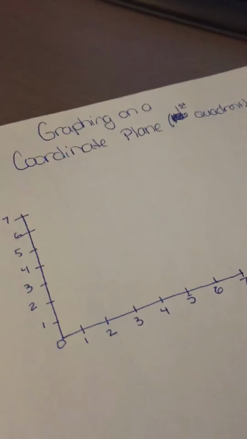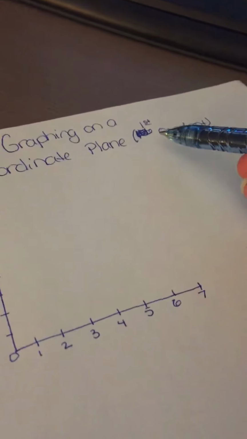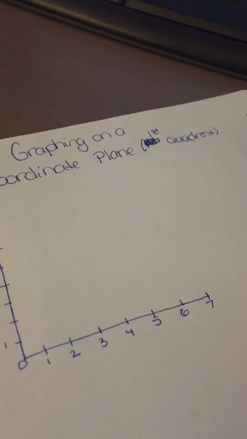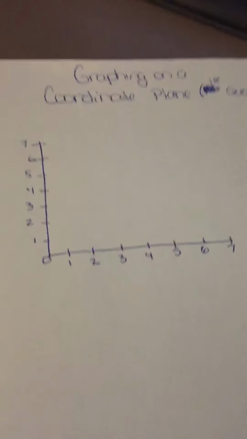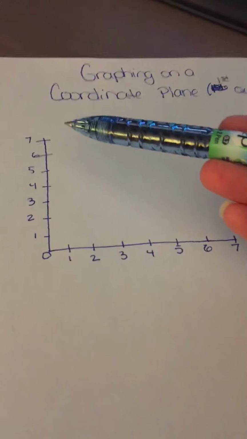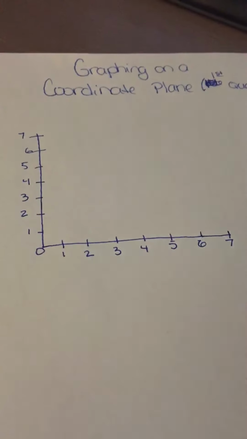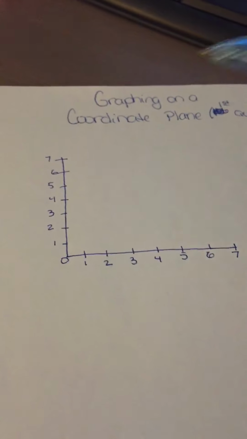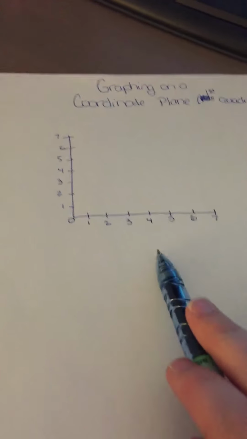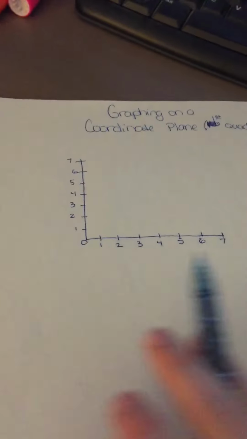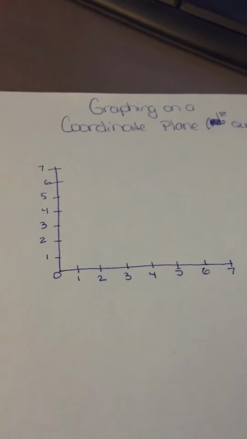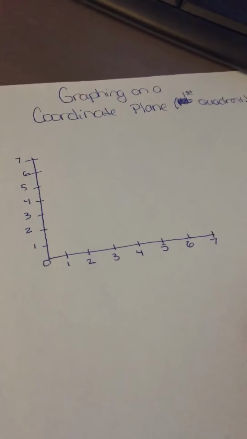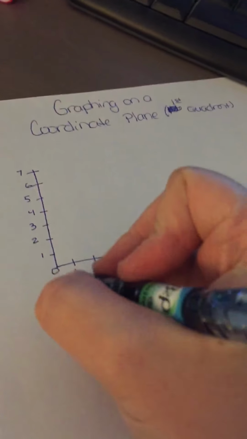This video is on graphing on a coordinate plane, focusing just on the first quadrant. And what we have here is a coordinate plane zoomed in just for focusing on that first quadrant. Had we had quadrants 2, 3, and 4, we would have 2, 3, and 4 on the outside pieces here. Looking in here just at the first quadrant, there's a few terms we should discuss to begin.